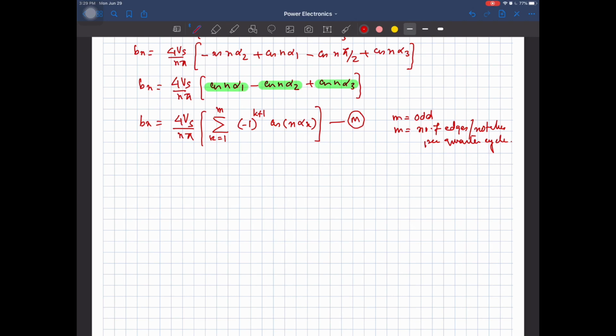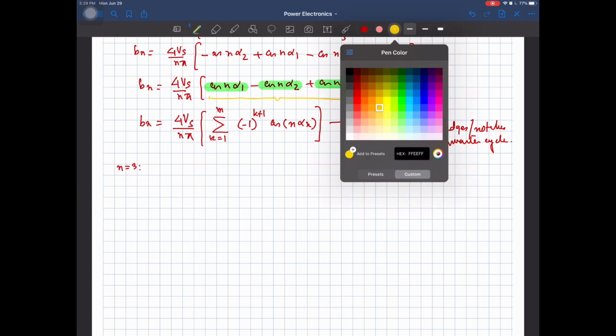Let's suppose the third harmonic, n equal to 3. For that I can say that this part should be equal to 0.